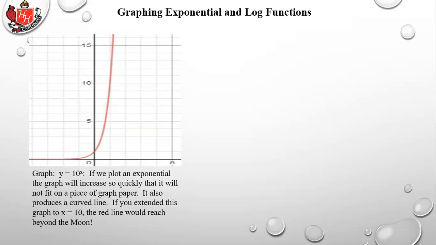Okay, now let's look at the graphs. If you look at the graph of 10 raised to the x, if we plot an exponential graph, the graph will increase so quickly that it will not fit on a piece of graph paper. It also produces a curved line, which means we can't figure out things like the slope and so forth without using calculus. If you extended this graph to x equals 10, so y equals 10 to the 10th power, the red line, if your computer screen is about the same size as mine, the red line would reach beyond the moon. It's hard to believe, but it would reach that far.